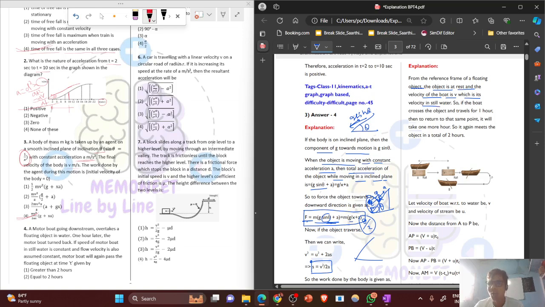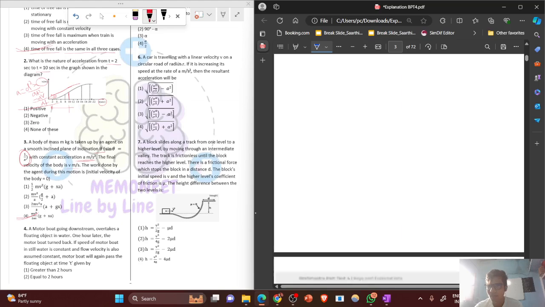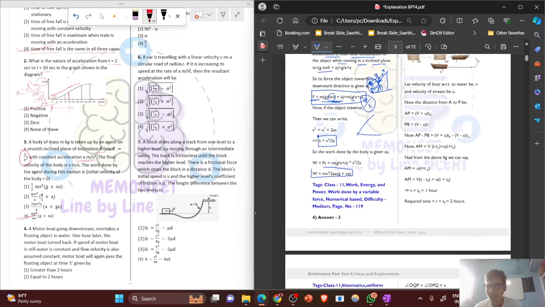So if the boat crosses the object and travels for 1 hour, then to return to that same point, it will take 1 more hour. Yeah, exactly. So it again meets the object in a total of 2 hours. It's a theoretical explanation. You can see here it is boat and raft. It goes in this way, then comes back here in this way.